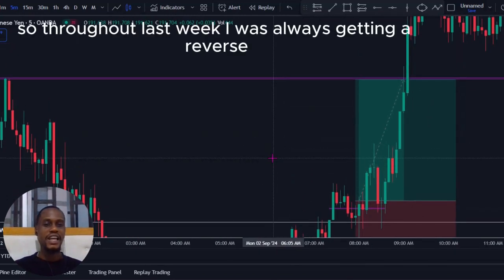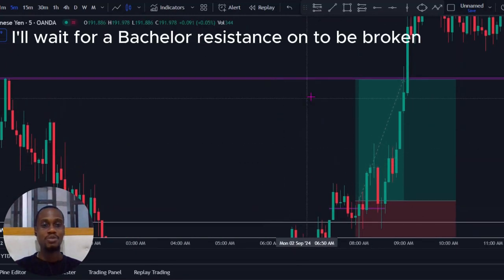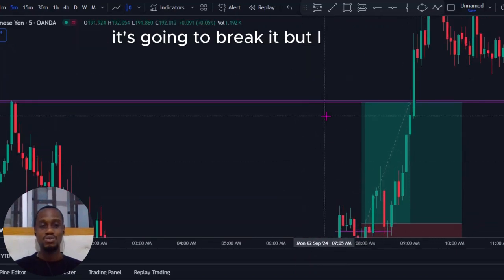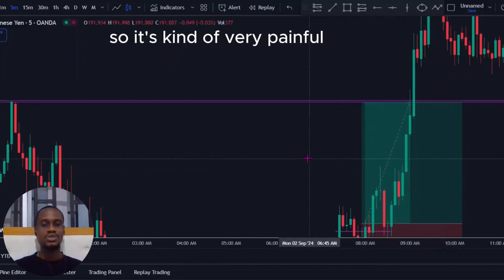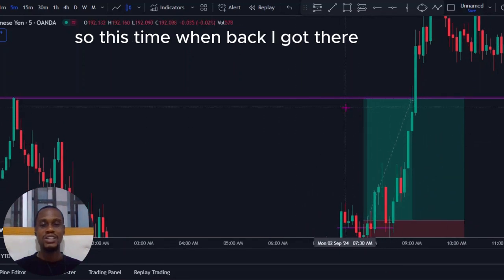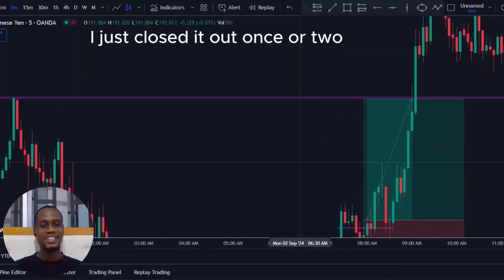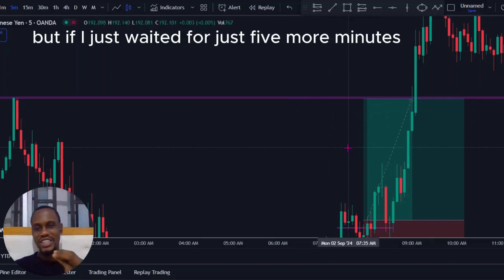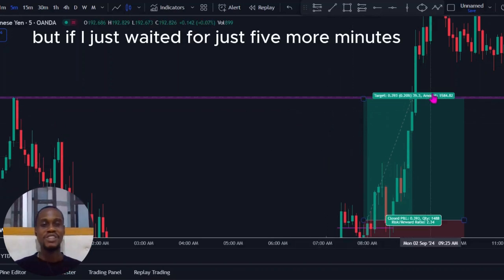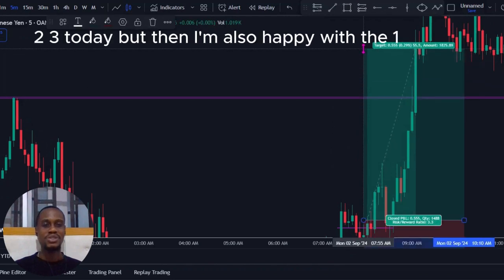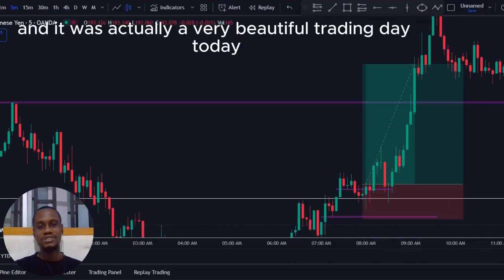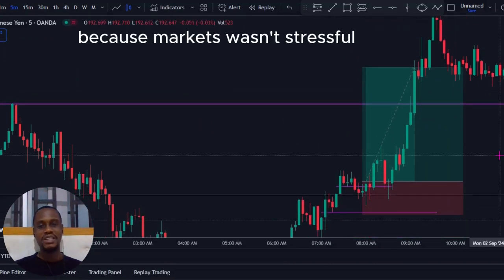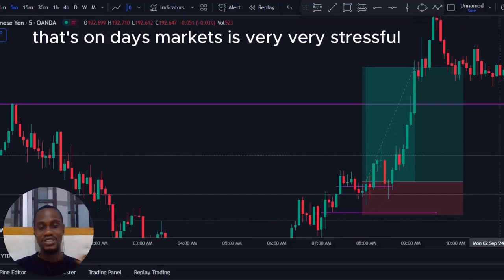So throughout last week, I was always getting reversals. I'll wait for a particular resistance zone to be broken while I'm in a trade, hoping that it's going to break it. But I eventually get wicked out because I'm always hitting my stop. So it's very painful. So this time when the market got there, I couldn't hold the trade. I just closed it at a 1 to 2. But if I had just waited for 5 more minutes, I could have actually made my 1 to 3 today. But I'm also happy with the 1 to 2, and it was actually a very beautiful trading day today because the market wasn't stressful. There are some days the market is very, very stressful.